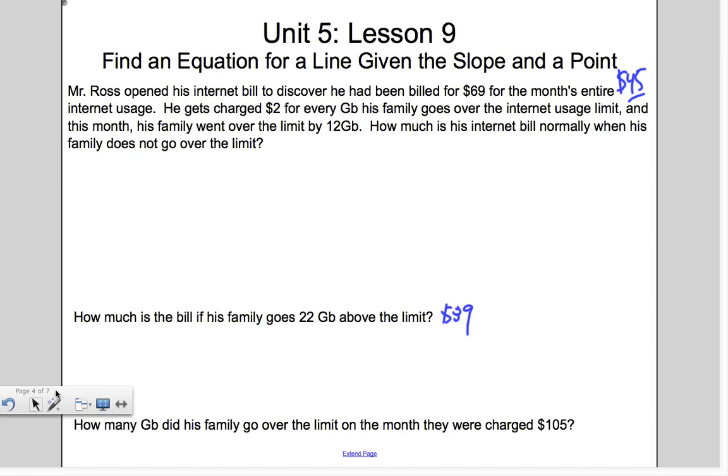So Dean, how'd you get $45? Oh, I multiplied 12 by 2 because for every gigabyte over he was charged $2. That came to 24, and then I subtracted it from the whole bill, which was 69. So 69 minus 24 gives us 45. Does that make sense?